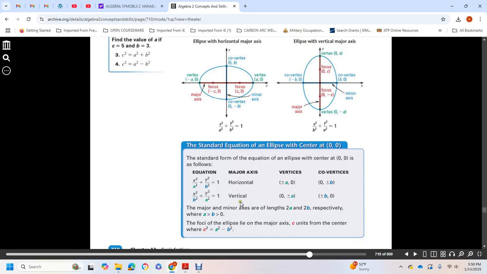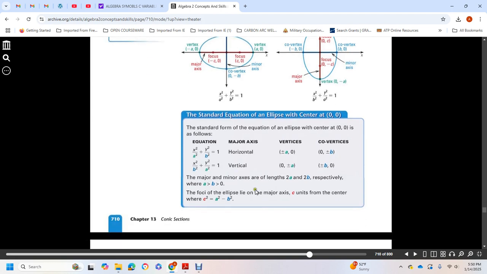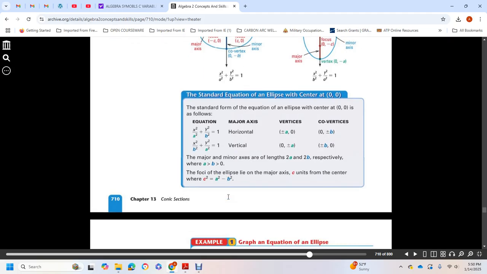...is equal to 1. Vertical: vertices 0, plus or minus a; co-vertices plus or minus b, 0. Major and minor axis lengths are 2a and 2b respectively, where a is greater than b and b is greater than 0. The foci of the ellipse lie on the major axis, c units from the center, where c squared is equal to a squared minus b squared.